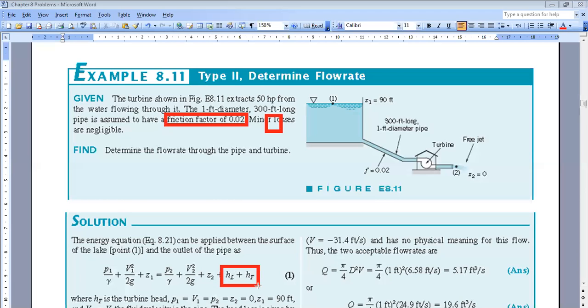Now, for H_T, how to determine H_T? Since they gave us the power extracted by the turbine, you know that power, what is the unit of power? The unit of power is watt. If you remember from dynamics, when you calculate power, one of the methods is to do F times velocity.